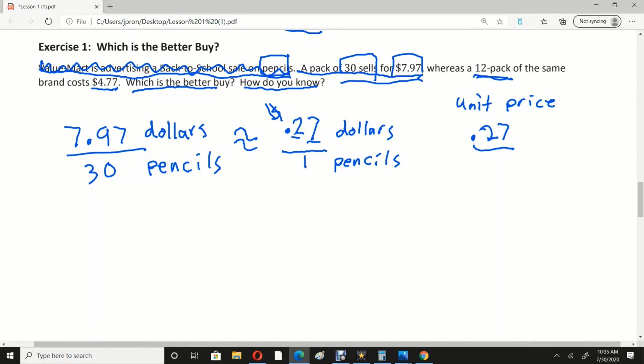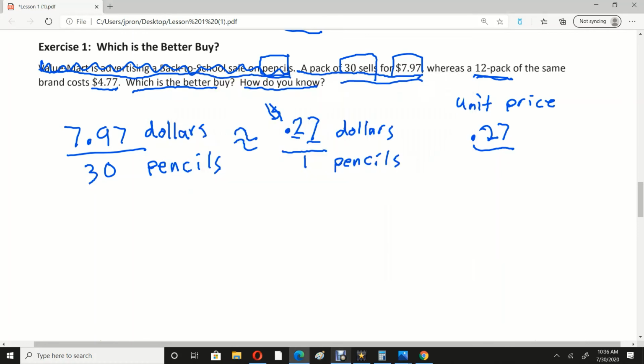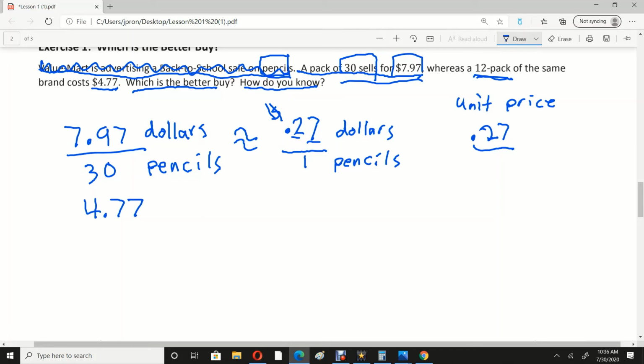Okay, we're back. In this example, we have a 12 pack of pencils for $4.77. So we have $4.77 per 12 pencils.